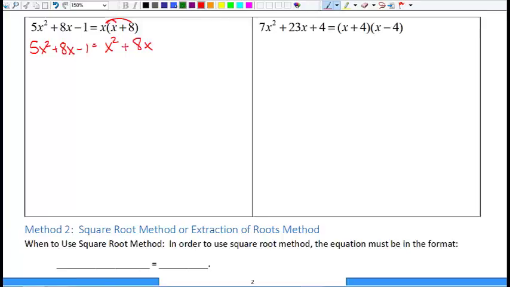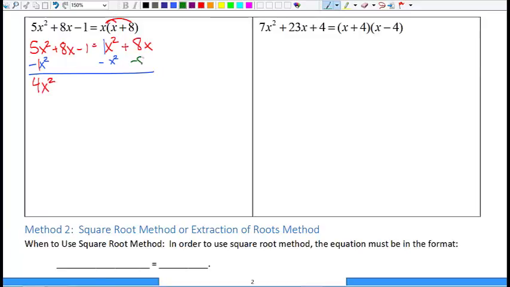I want to get all of the terms on, I'm going to choose to put them on the left side. I could put it on either side, but because the 1 in front of the x squared is smaller than the 5 on the x squared, that leaves my leading coefficient positive when I like positive things. So 5 minus 1 is 4x squared.